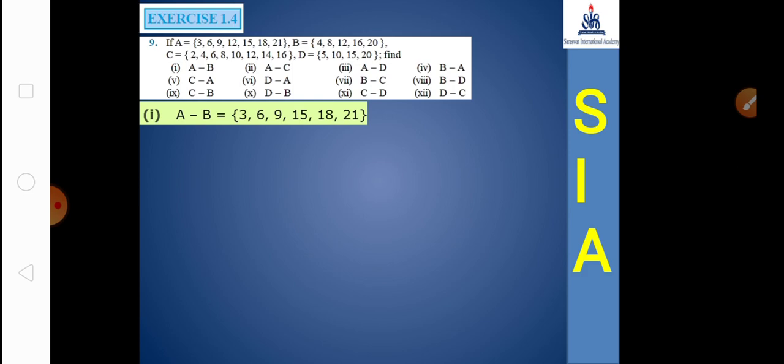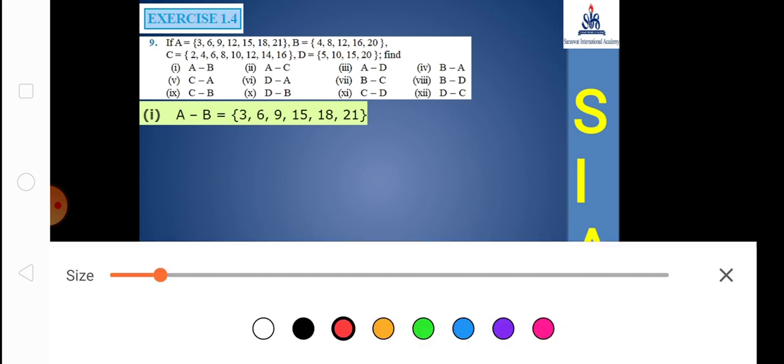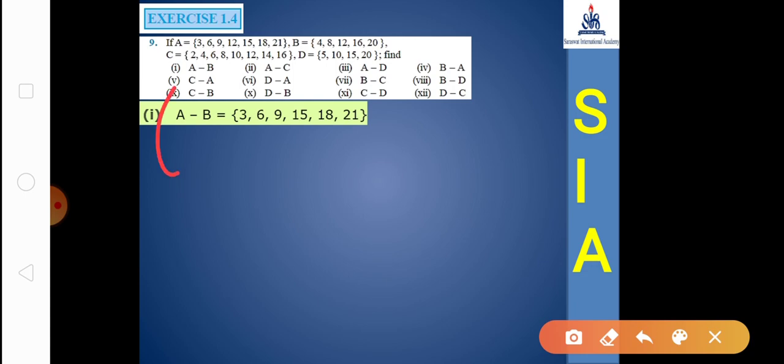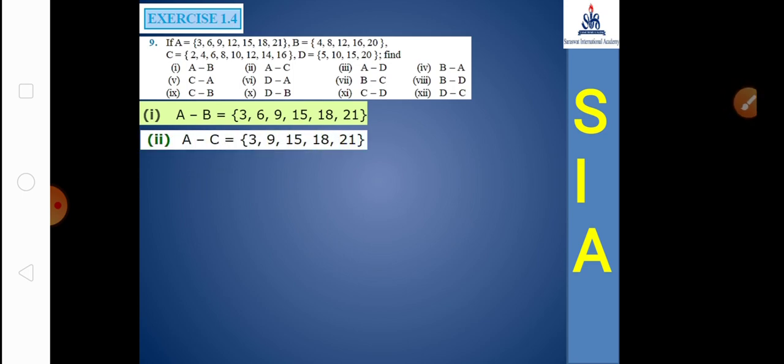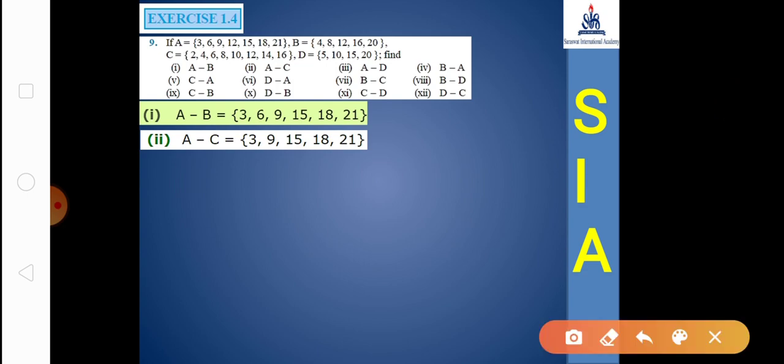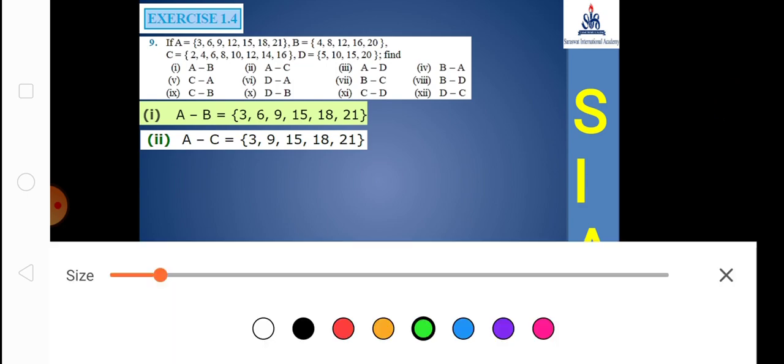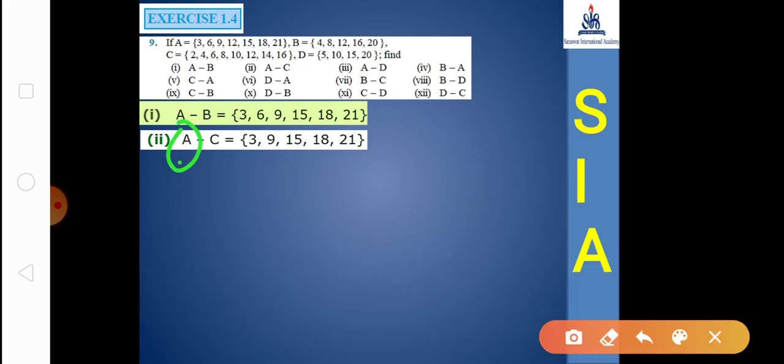Subtract them and write down the answer related to your first set. First set means this set. The answer is related to A, not related to B. Second, A minus C. A minus C means C is subtracted from A, but the answer always belongs to your first set, A. All these answers belong to A but do not belong to C.